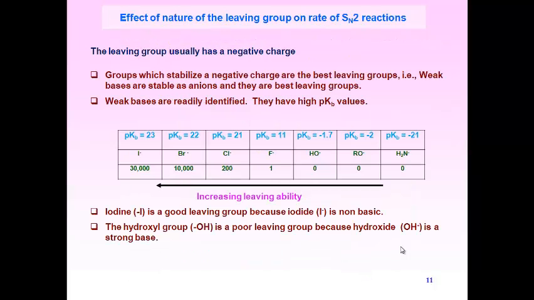Next, the effect of the nature of the leaving group on the rate of SN2 reactions. The leaving group usually has a negative charge. Groups which stabilize a negative charge are the best leaving groups, that is, weak bases are stable as anions and they are the best leaving groups. Weak bases are easily identified, they have high pKb values. Iodide has a high pKb value and is considered the best leaving group. Hydroxyl group is a poor leaving group because hydroxide is a strong base.